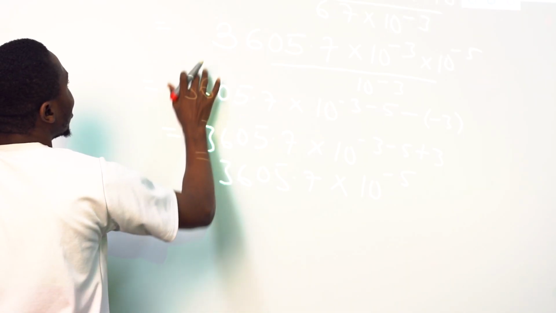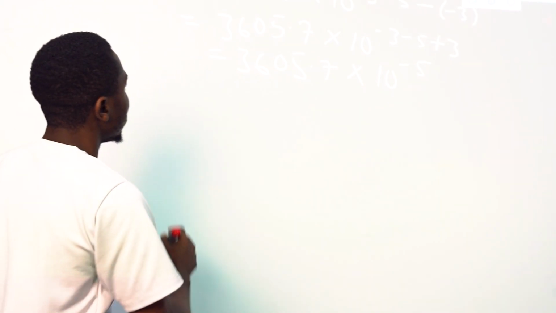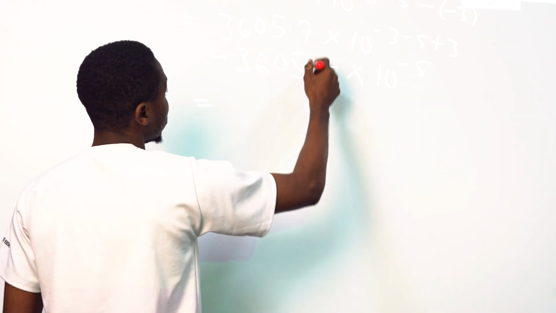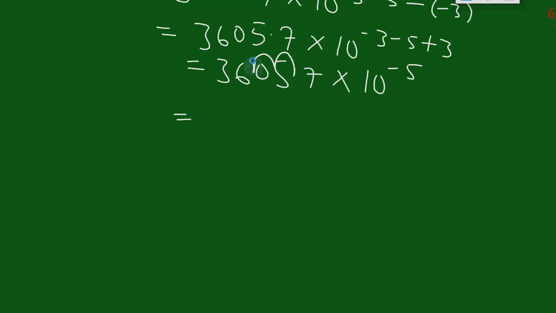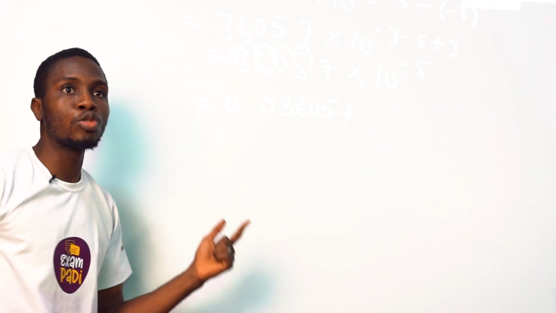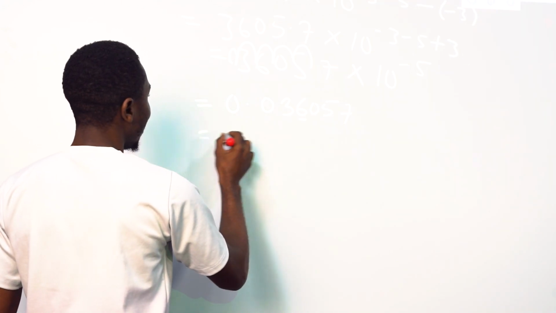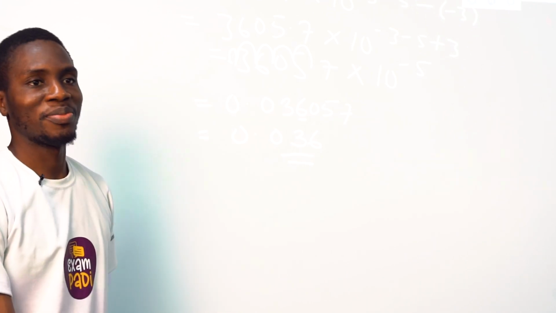So our final answer, because the question asks us to approximate to 3 decimal places. So we have 10 raised to the power of minus 5. So let's move 5 places backward. So we have 1, 2, 3, 4, and 5. So this is our point. So we have 0.036057. But the question says to 3 decimal places. So this is our third decimal place. So we have 0.036.